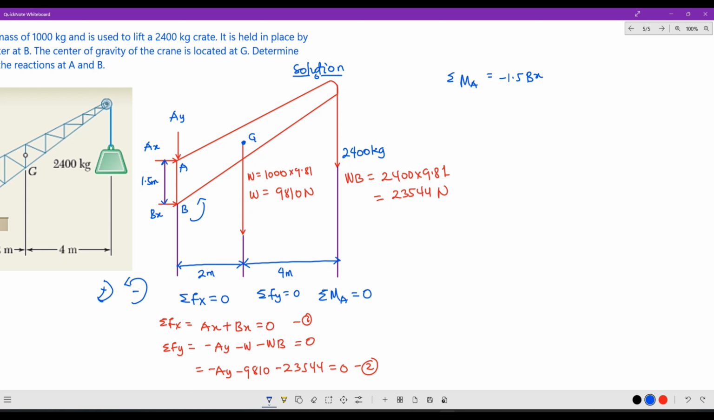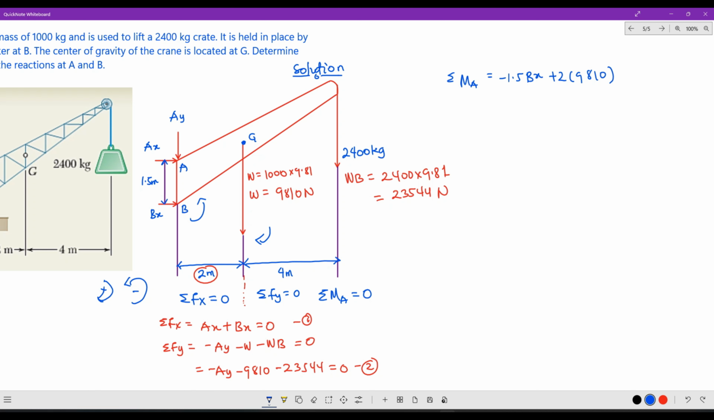And then let's look at the moment caused by the center of mass, which is the weight of the crane. For that one also, its perpendicular distance will be these 2 meters here, right? Because this is the line of action of the weight force, and its perpendicular distance from point A will be the 2 meters. So for that one we are going to have plus 2 multiplying 9810, and that will be a clockwise moment, so that will be positive, right?